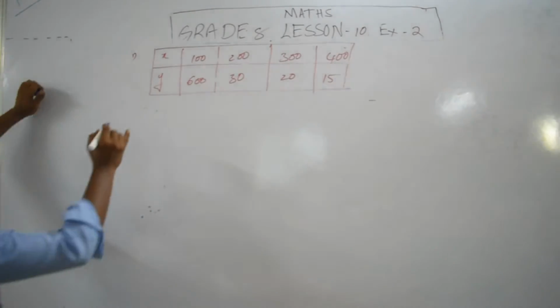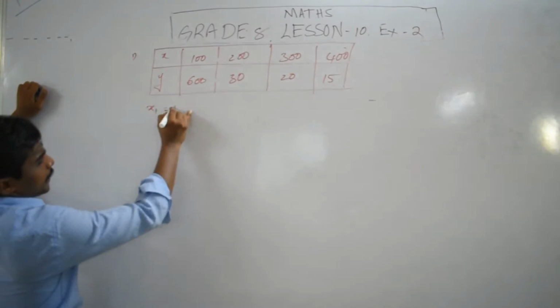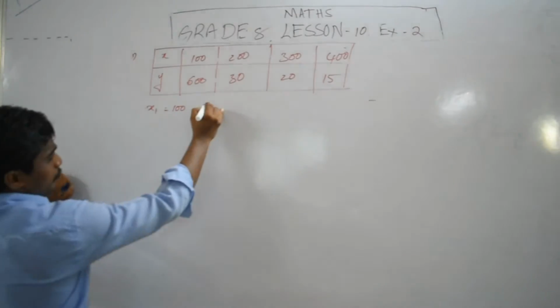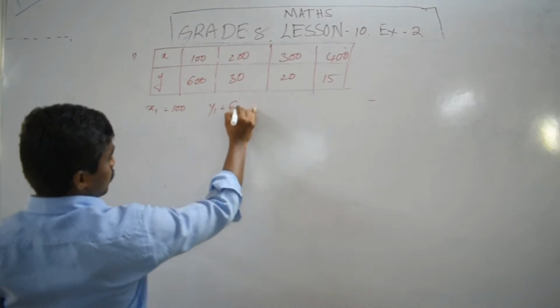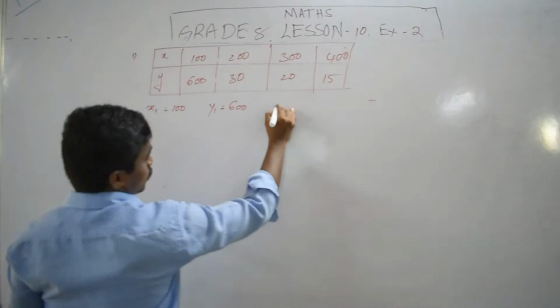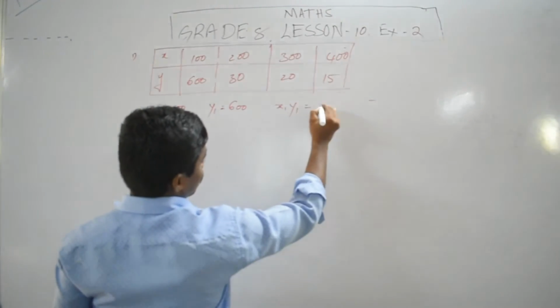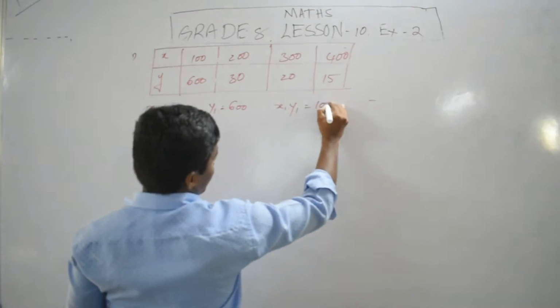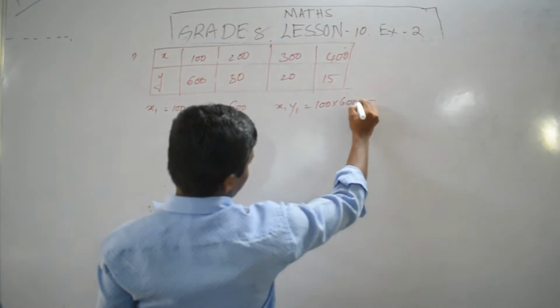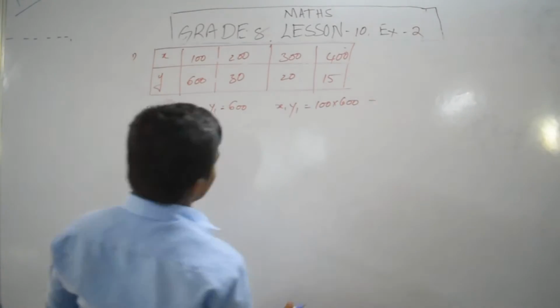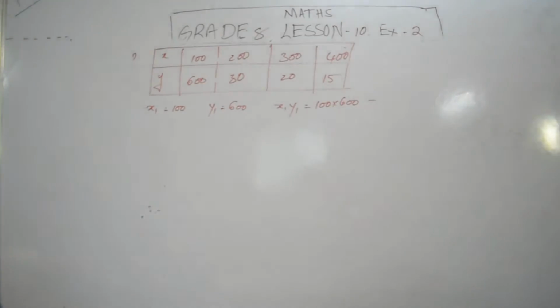Here see, x1 how much? 100, y1 60. So x1 times y1. Now 100 times 60. 60 or 600? 60.